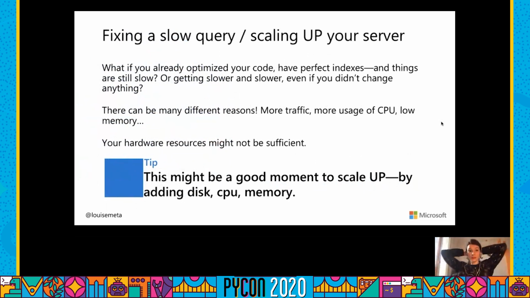So now, let's say you have the perfect code. You've optimized everything. You have no weird queries. You created all the right indexes, the perfect amount of indexes, not too many, not too few. Everything seems perfect, but things are still slow. Or maybe it's getting slower and slower, but you haven't changed anything. This is very confusing, and it can come from many things.